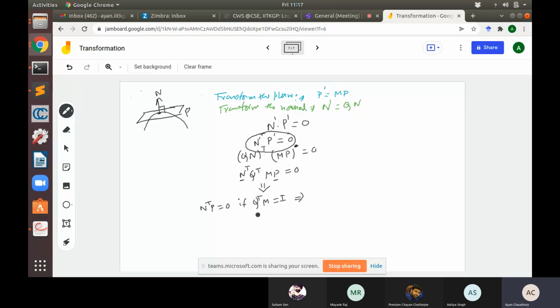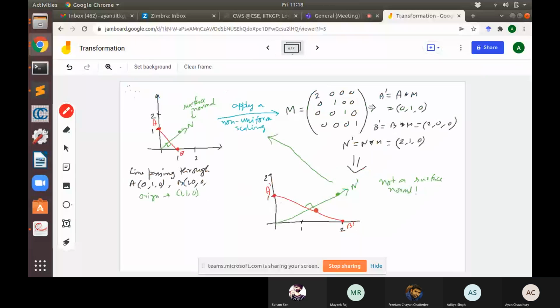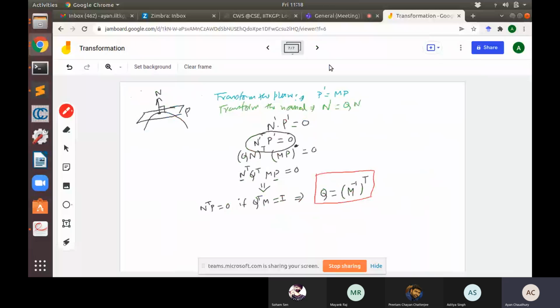Okay. So Q transpose M is equal to I means what? Q is equal to, if I do the other side, M inverse transpose. So that's basically my formula for surface normal transformation. Okay, so that means for the case of surface normal, you take the transpose of the inverse of the transformation matrix, and don't do it normally, as we were doing, multiplying by the matrix, because we were having some problem with the scaling factor. But if you do this, then eventually this works pretty fine, because we see that here it doesn't have any problem.